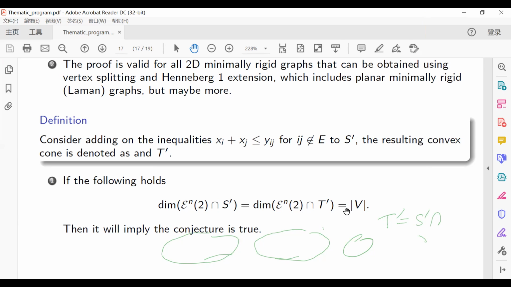So the positive thing is that this now includes all kinds of minimally rigid graphs which are not necessarily planar. In other words, we've proved that the circle contact graph has a generic radius realization, even if the graph is potentially not planar, as long as it's produced by vertex splitting and Henneberg-1 extensions. It's not true that every planar minimally rigid graph can be obtained in this manner, but there are others that can be obtained in this manner.